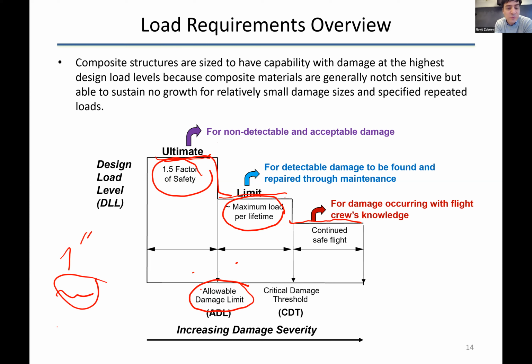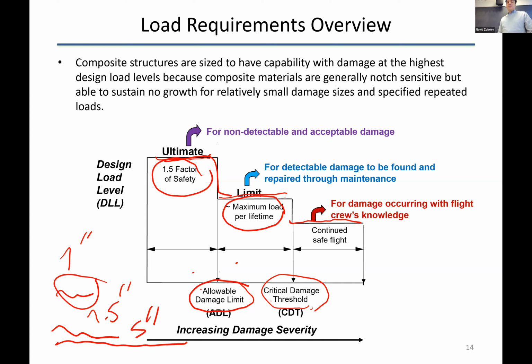Beyond 1 inch, if it goes 1.5 inches, now the strength of the material is such that it cannot carry 1.5 times safety factor. You have to repair it. If you grow it a lot more, let's say 5 inches, and it goes beyond another threshold, which we call critical damage threshold, it cannot survive the limit load as well. So it's a critical condition. That's where the pilot has to reduce the load on the aircraft, safely land it, and then repair it.